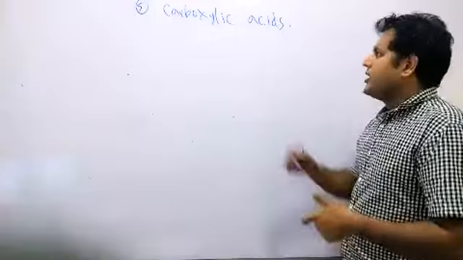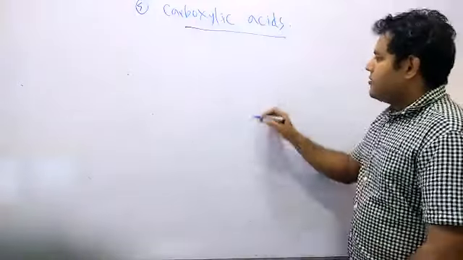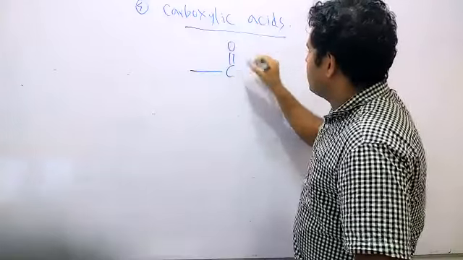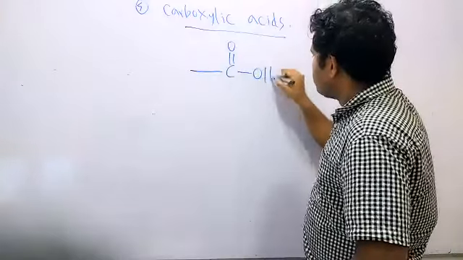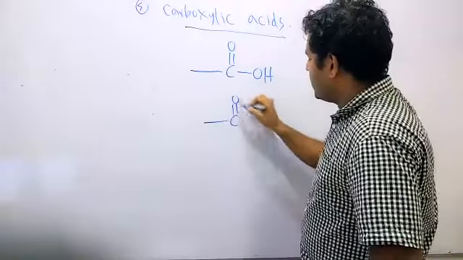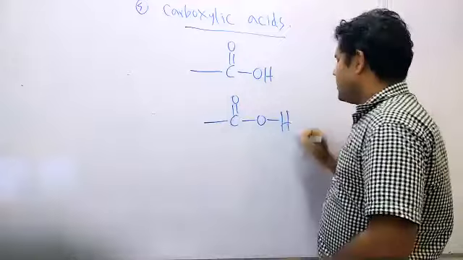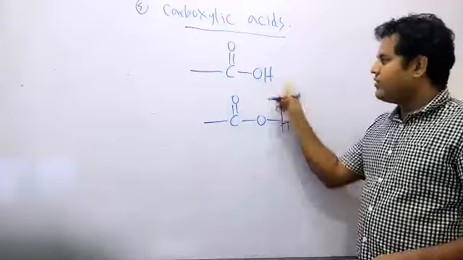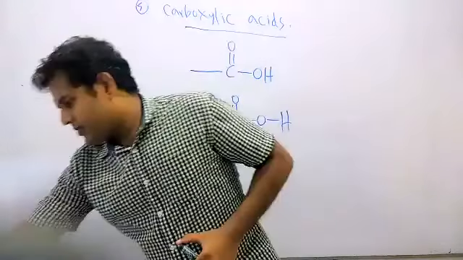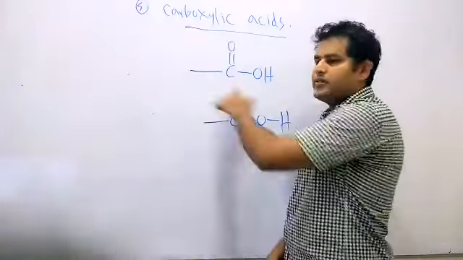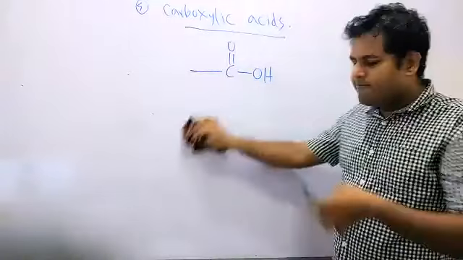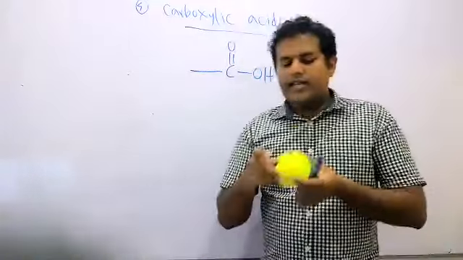So carboxylic acid, first of all, this is the functional group of a carboxylic acid: COOH. We are expanding it further. But we don't indicate this bond; we are writing it shortly, COOH. It is very simple. It is just like this.